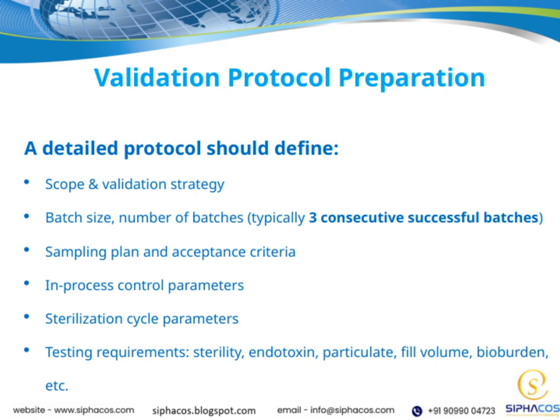Next, you'll need to develop a sampling plan along with acceptance criteria. These define how and when samples are taken, and what results are deemed acceptable. In-process control parameters are also essential. They help monitor critical points during manufacturing to catch any deviations early. Additionally, sterilization cycle parameters must be precisely defined to ensure consistent and effective sterilization across batches.